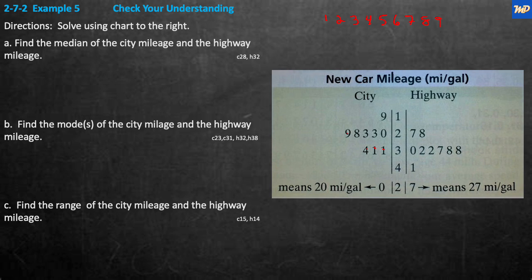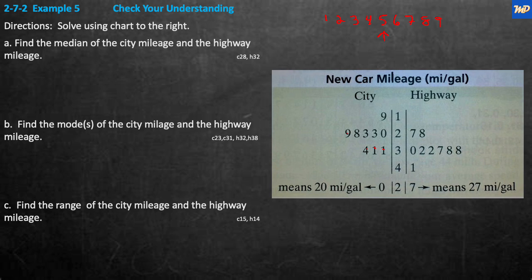Since there's 9 cars, there's an odd number of cars, and that means there's going to be one value exactly right here in the middle that is the median. 5 is the 5th term. The 5th one is the median value. If it were 10 or 8, we'd have to split half the distance between, right? If there were 10 values, 5 plus 6 divided by 2 would have been the answer, 5.5.